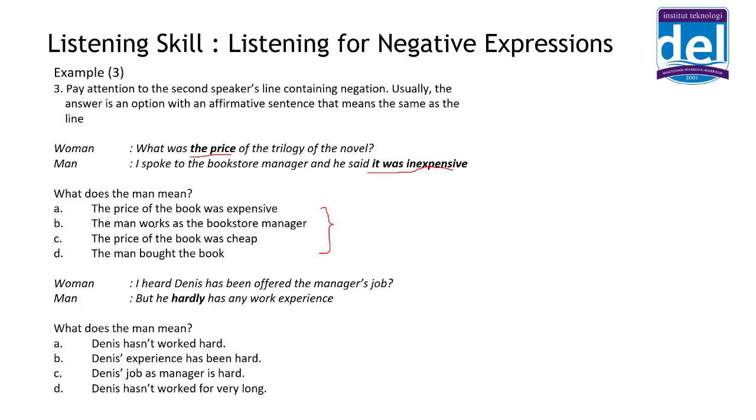So let's have a look. A, the price of the book was expensive. This is actually the contrary of the answer, so no. B, the man works as a bookstore manager. It doesn't say like that. C, the price of the book was cheap. Yeah, we find this one. And D, the man bought the book. It was not mentioned whether the man actually bought the book or not, but the man found the price was actually cheap. So the answer is C. That's the answer for the question in example 3, part A.